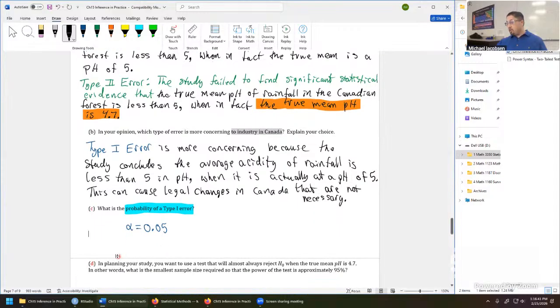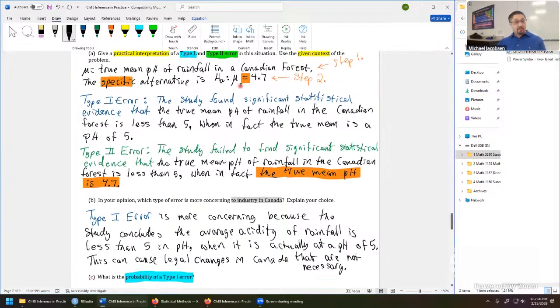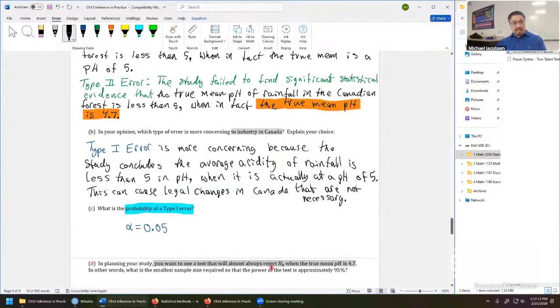Okay, so part D says, in planning your study, recall this problem, there's no sample. We're trying to plan everything and determine what's the appropriate sample size we should select. You want to use a test that will almost always reject the null hypothesis when the true mean pH is 4.7. That's the specific alternative that we stated right here in orange, as well as up here, the specific alternative, mu is 4.7. So we want to have a test that's highly likely to reject the null hypothesis when in fact the true mean is 4.7.